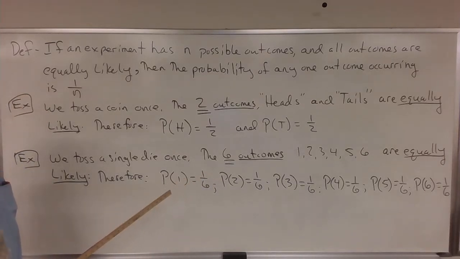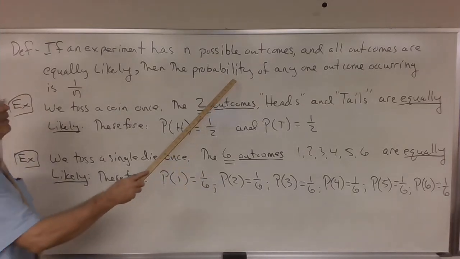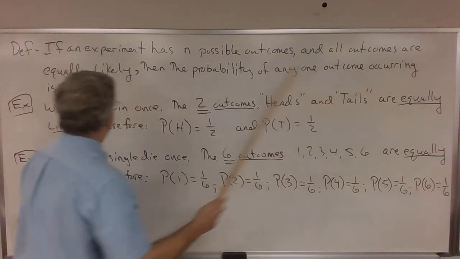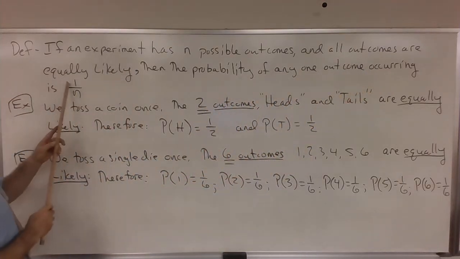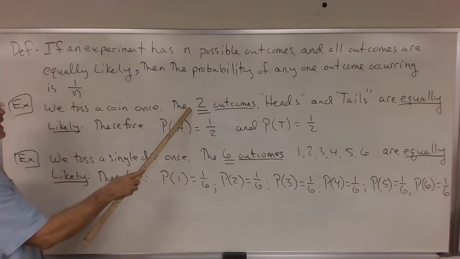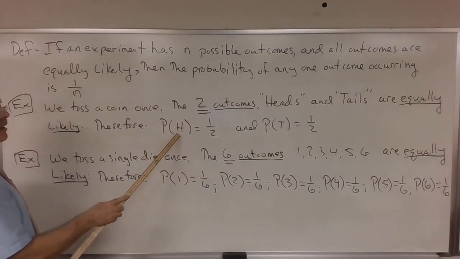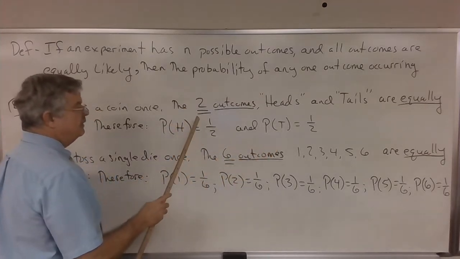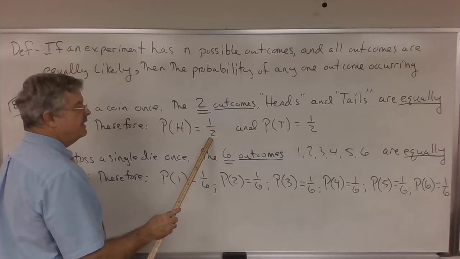If all outcomes are equally likely, then the probability of any one outcome occurring is 1 over the total number of outcomes. So here we have two outcomes, heads and tails. The probability of either one occurring is 1 over the total number of outcomes, too.